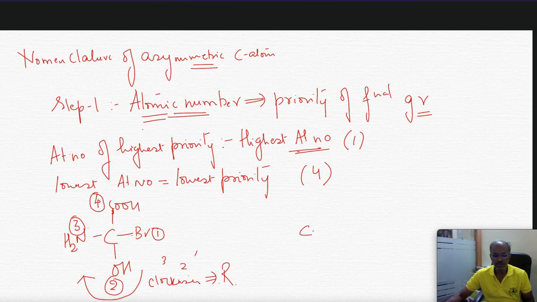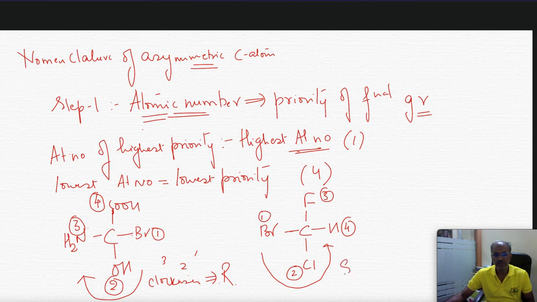Similarly, if this is F and this is H, then this will be 1, this will be 2, this will be 3, and this will be 4. So it will be 1, 2, 3 in this direction. So this will be S, and the previous one will be R. The configuration is going on the right-hand side, so it is R.